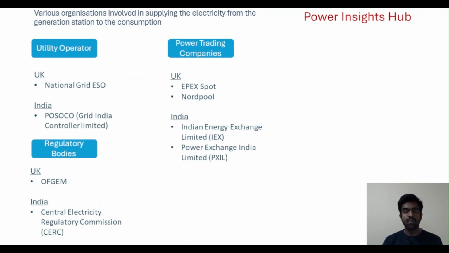Okay, so I have explained what companies are involved in power generation, transmission, and distribution. In addition to that, we have various other companies involved in this supply chain also, right? So, utility operators. Somebody has to maintain the supply and demand, otherwise the system will become unstable, right? So in addition to the companies I explained earlier, there is a company called the utility operator in both the UK and India. In the UK, National Grid ESO is there, and in India, POSOCO is there, which is right now Grid India Controller Limited.